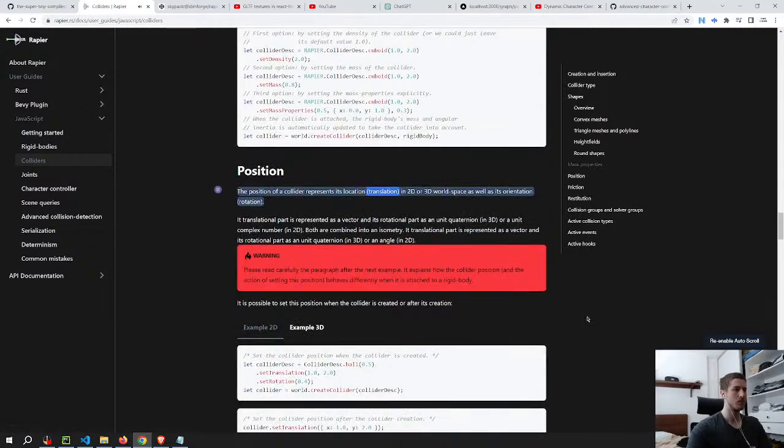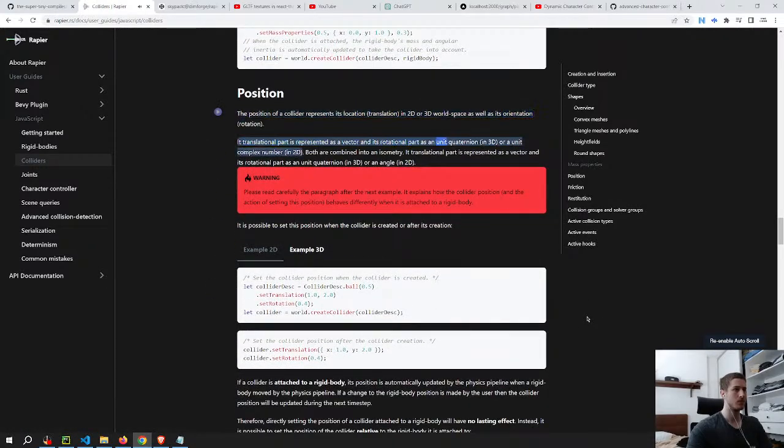Position. The position of a collider represents its location (translation) in 2D or 3D world space, as well as its orientation (rotation). The translational part is represented as a vector and its rotational part as a unit quaternion in 3D, or a unit complex number in 2D.